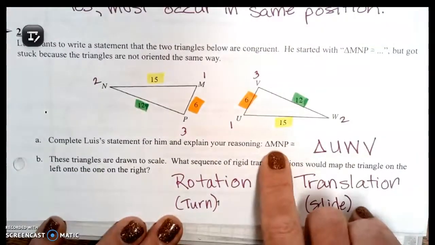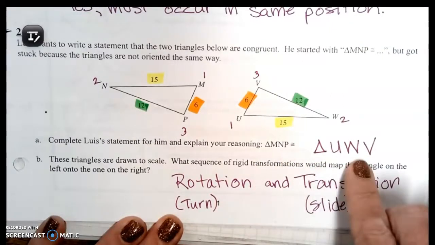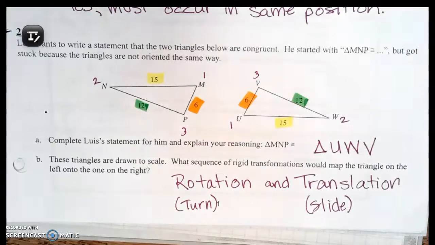That triangle MNP has to be congruent to triangle UWV. Okay? You have to match up the sides correctly and then match up the angles correctly. So part B says these triangles are drawn to scale. What sequence of rigid transformations would map the triangle on the left onto the triangle on the right?